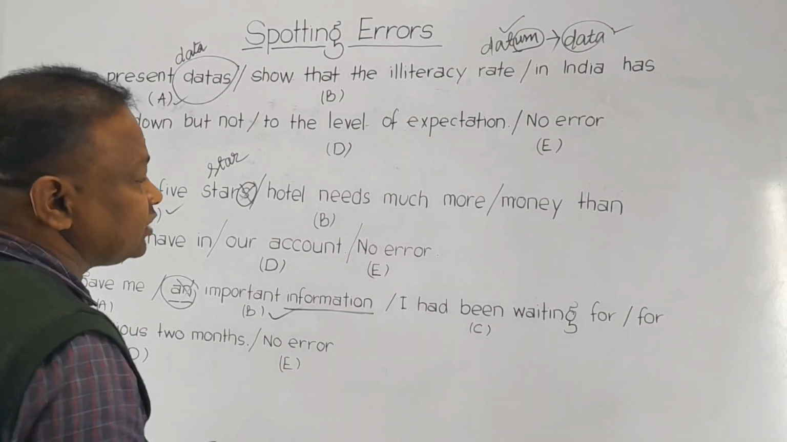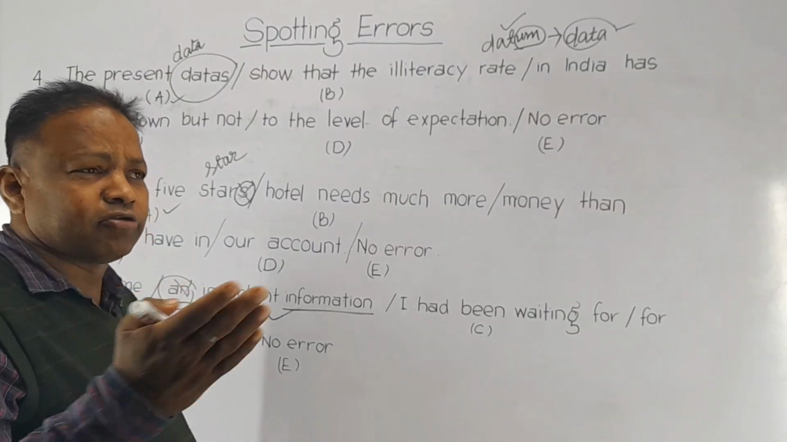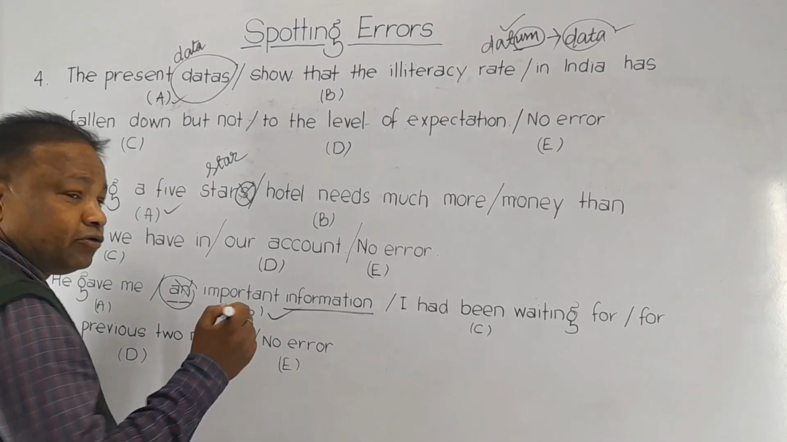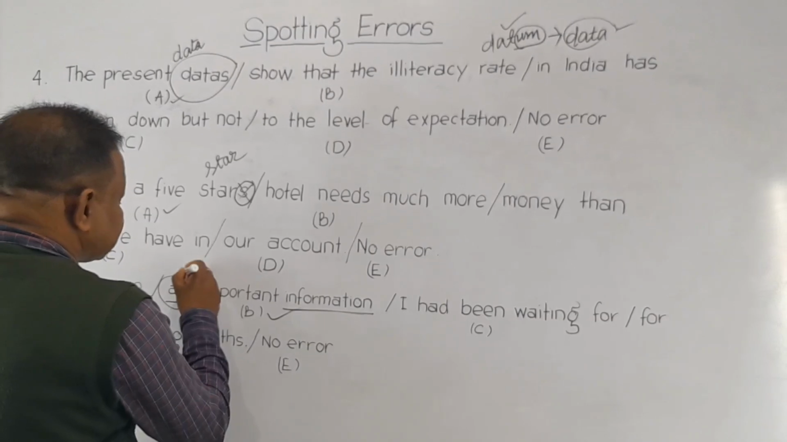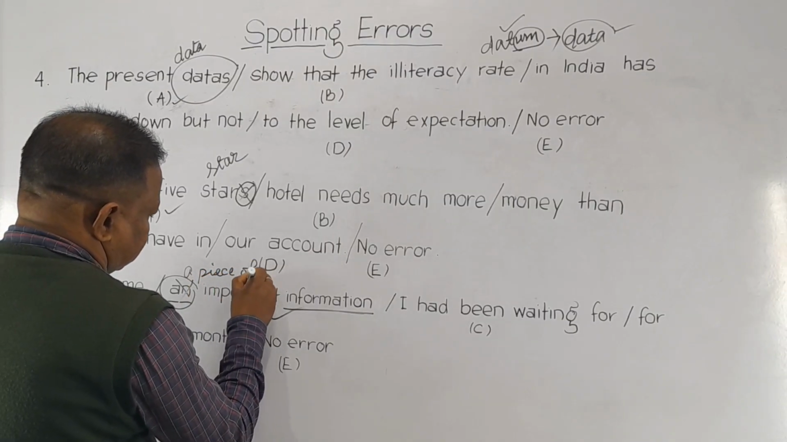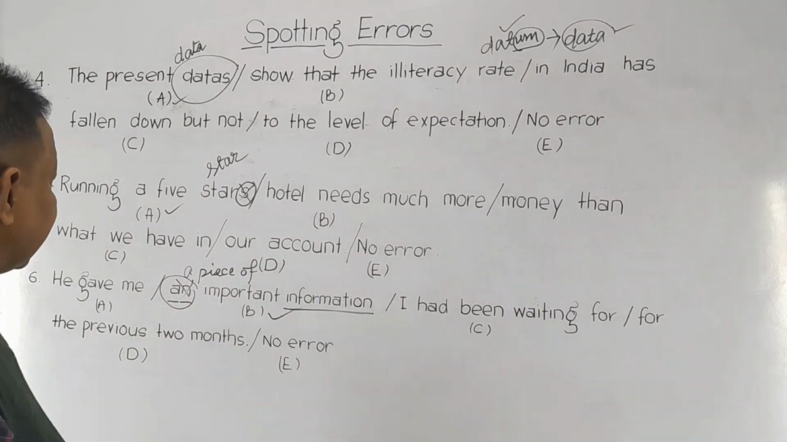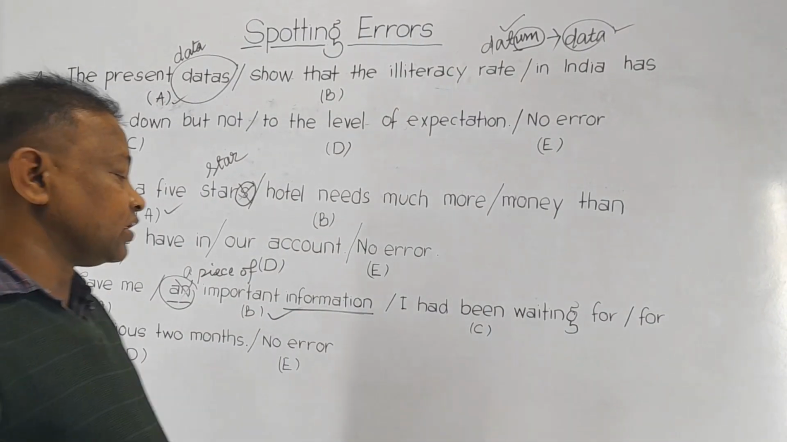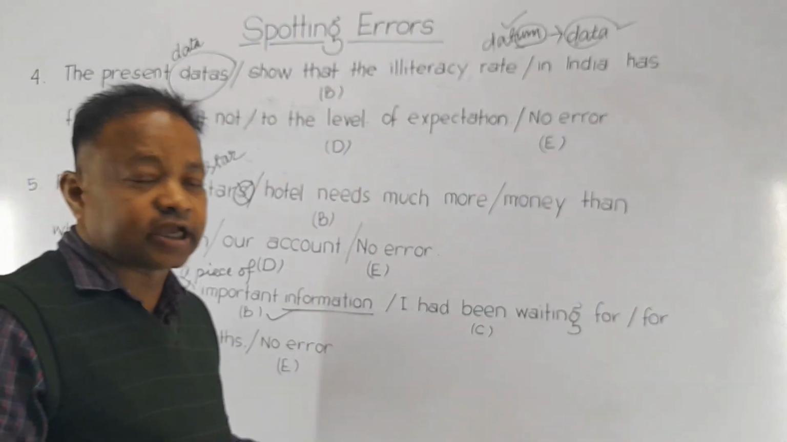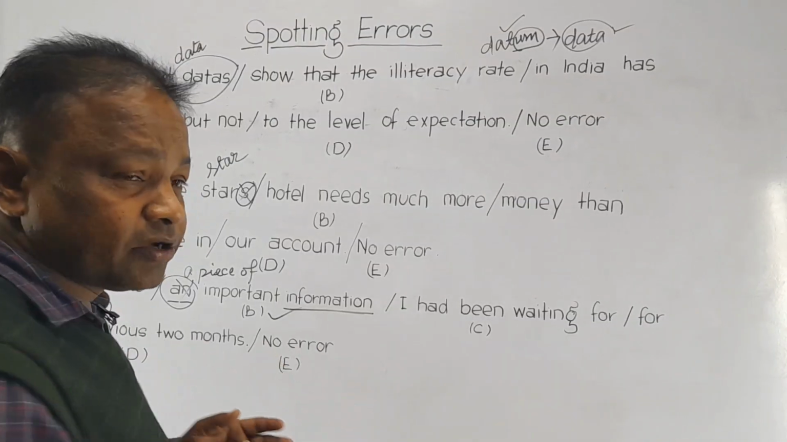But according to modern grammarians, even if we follow some books like Wren and Martin, okay, you can mark there, we can use the quantifier a piece of. So the correct answer is he gave me a piece of important information I had been waiting for the previous 2 months. Okay, then we think about question number 7.